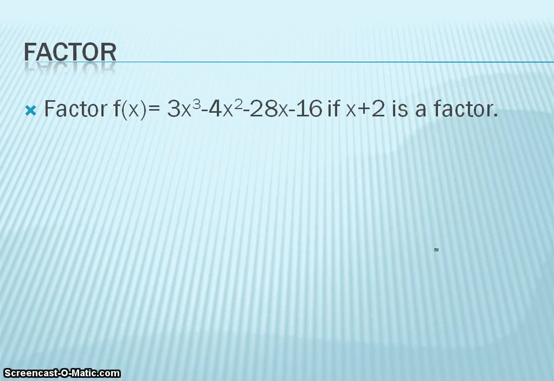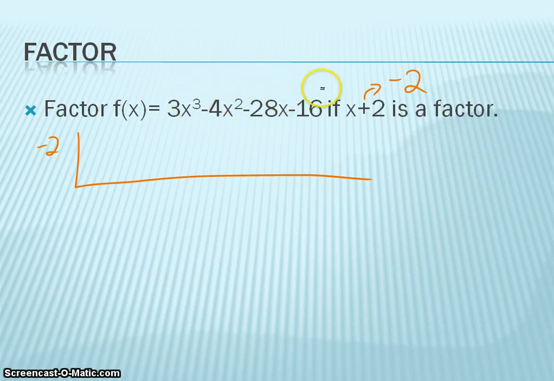Factor if x plus 2 is a factor. So they've already told us x plus 2 definitely goes in. If it tells us it's a factor, I should get a remainder of 0. If I don't get a remainder of 0, I need to stop and relook at my work because something's wrong. So I know that if that is my factor, my r value is -2, so that's what's going to go outside of my L. Check your degrees to see if you need a 0 placeholder anywhere. I see I have a cubed, squared, x, and a constant. I'm good there. So I go with my 3, -4, -28, and -16.